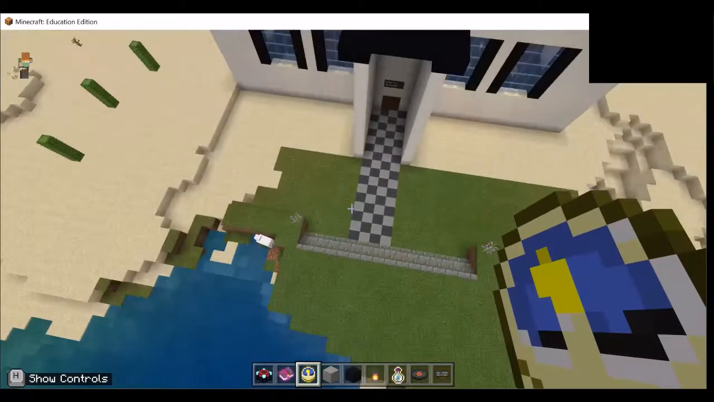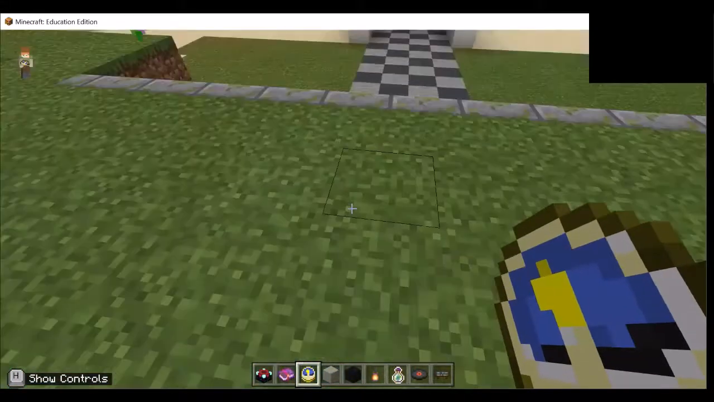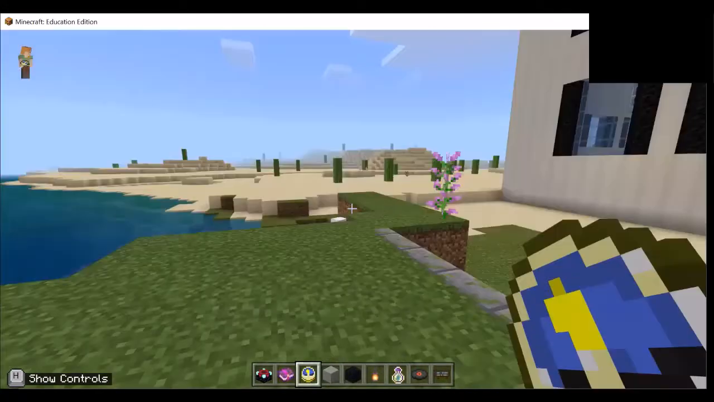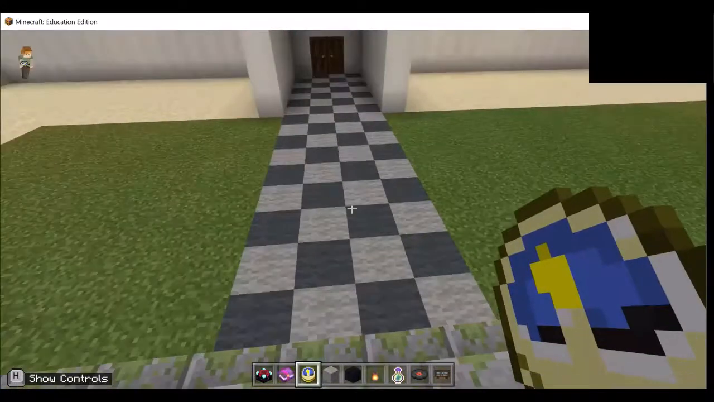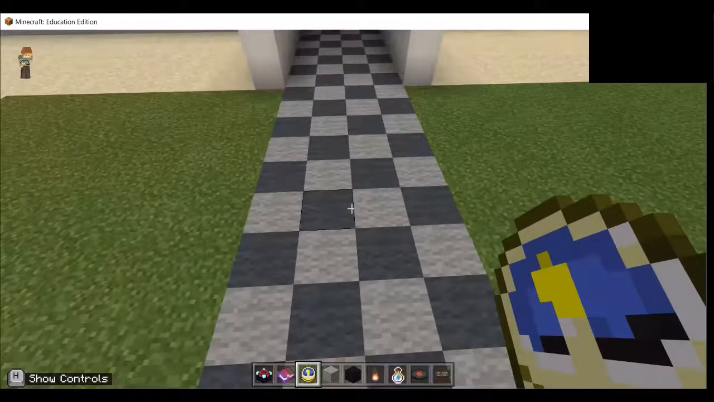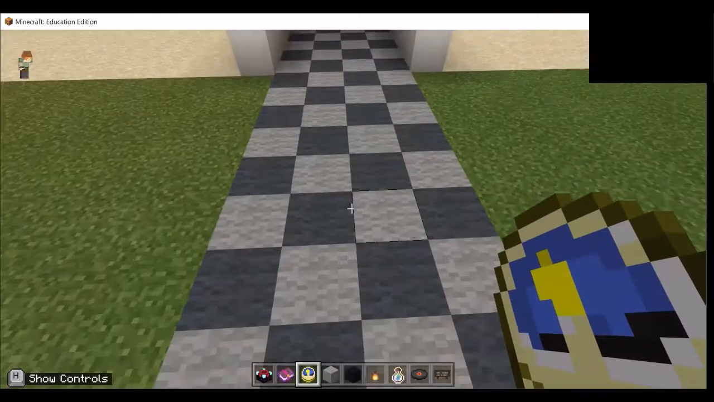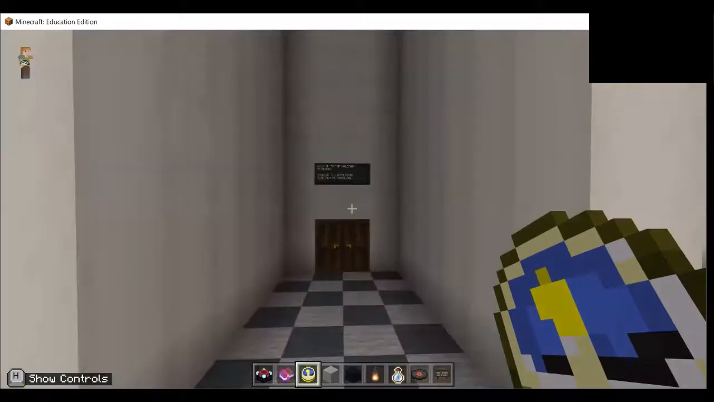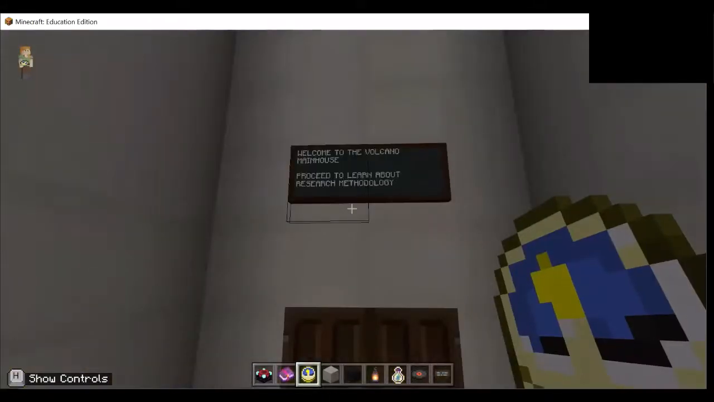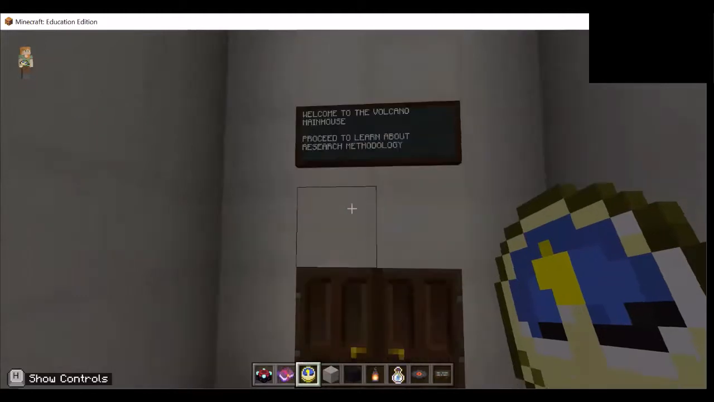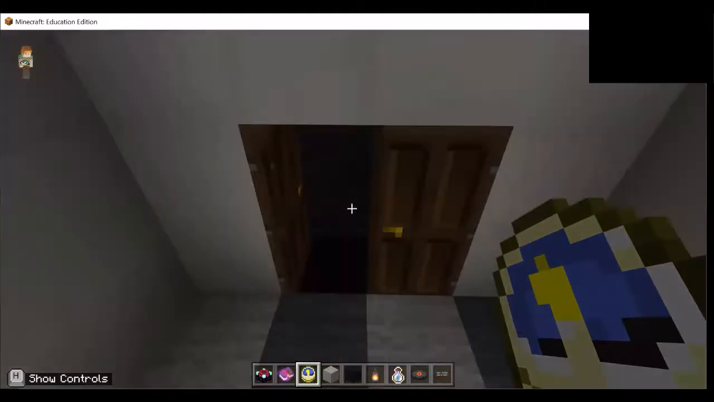Put some stairs outside here. I feel like it looks beautiful, and some flowers. So let's proceed. Here's some slabs. So let's proceed inside. So here it says, welcome to the Volcano main house and proceed to learn about research methodology. Let's open the doors and enter.